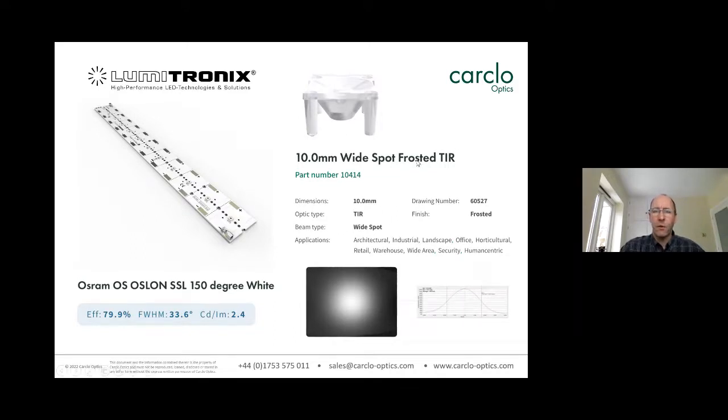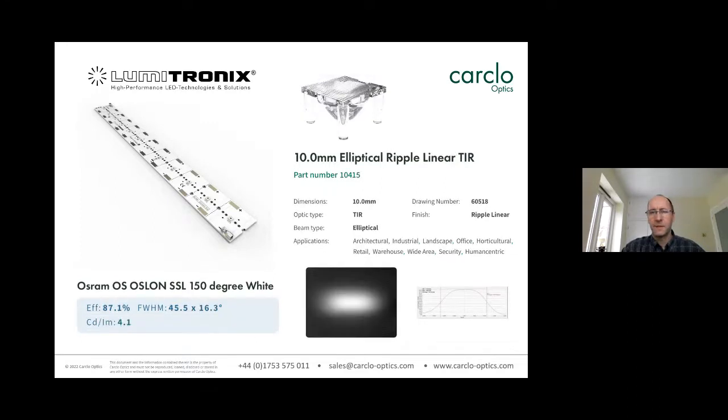Then we have the wide spot frosted, part number 10414, 70–80% efficiency, with a 33-degree beam angle. Again, very high uniformity, again with a nice sloping cutoff at the end of it. Really, this could be used for any kind of general indoor lighting.